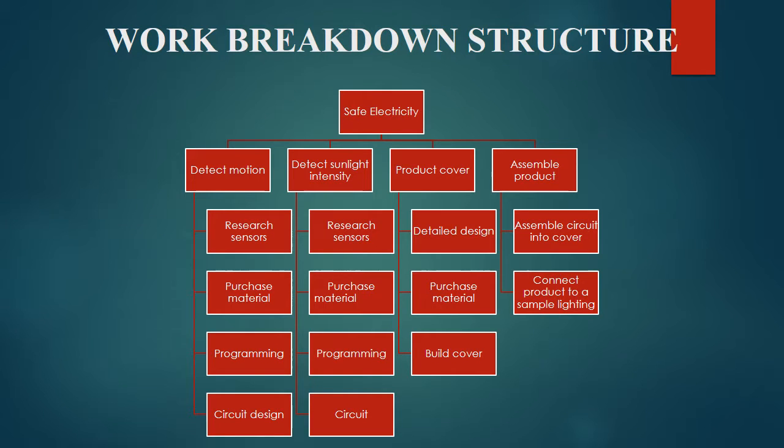Now let's take a look at the work breakdown structure. The work breakdown structure of this project has 4 deliverables, which are to detect motion, detect sunlight intensity, to produce a product cover, as well as to assemble the product. Each deliverable has its own tasks, and each task is distributed evenly among all team members.